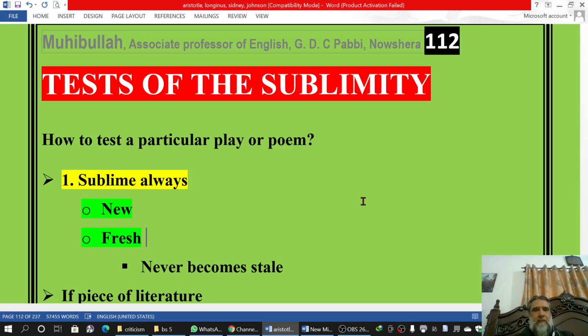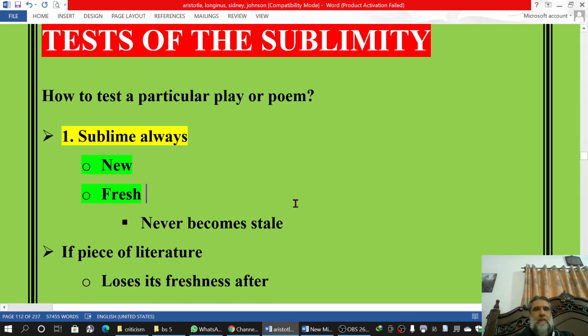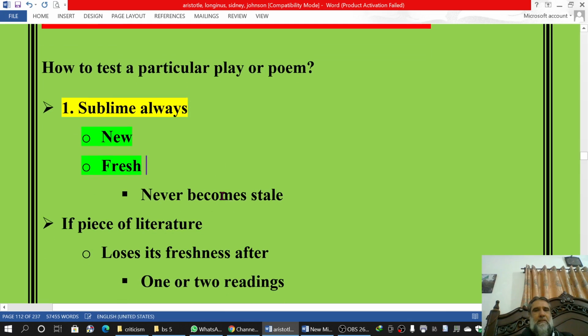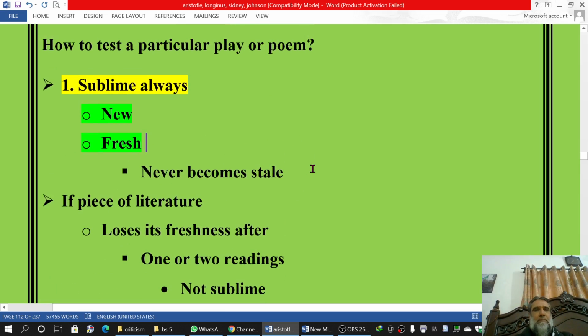We will apply three tests. The first test is that a poem or play would be sublime or will contain sublimity if it is always new and always fresh and it doesn't become stale. So this is the first test: something which you read, a play or a poem, a play is to be watched, the poem is to be read. If you read a poem or watch a play, a drama, and it always looks new and fresh to you and it doesn't get stale, this would mean that it has sublimity in it.